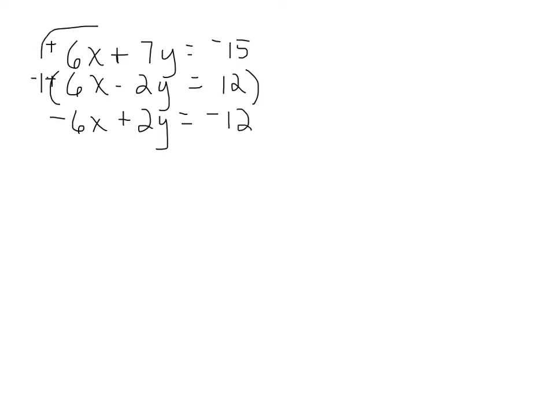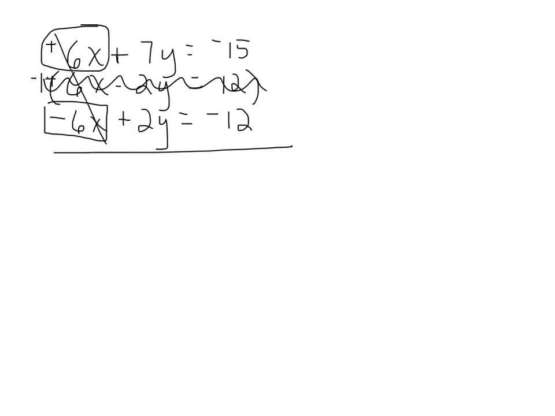Now I can see that I have a positive 6x and a negative 6x. So when I add the new equations together, these cancel out. It leaves me with 9y is equal to negative 27, and therefore y is equal to negative 3.